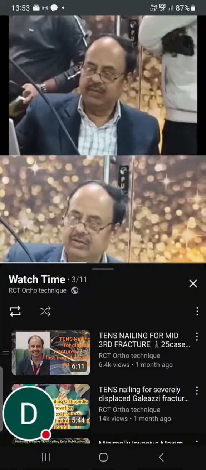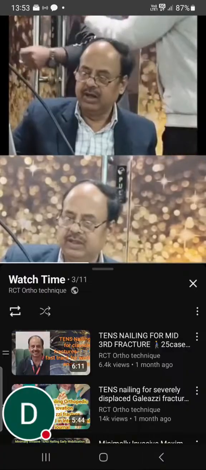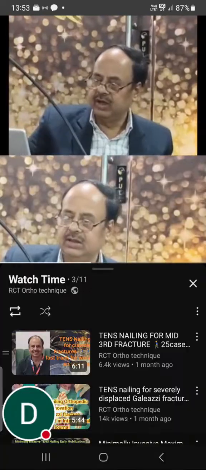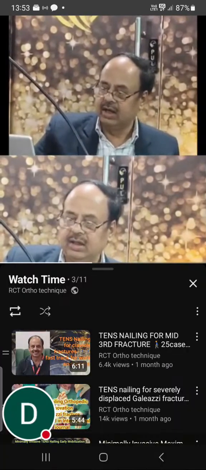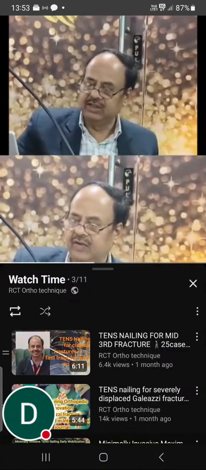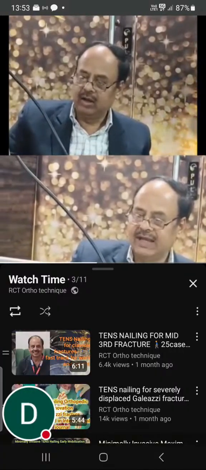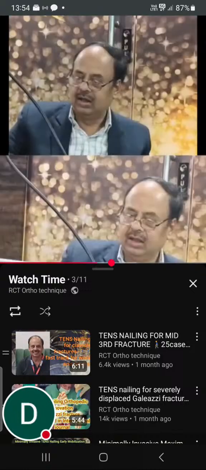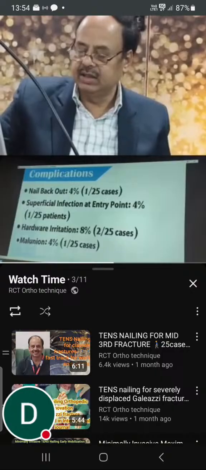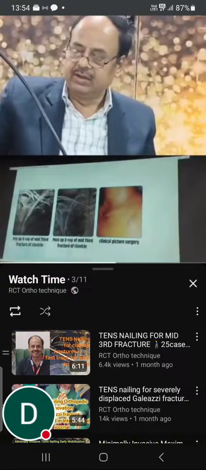So the post-op protocol: immediately post-op, we did pain management and immobilization of the limb. After 2 weeks, wound inspection and suture removal. At the 6th week, radiological follow-up for fracture healing, and by 12 weeks, the functional assessment. Finally, superficial infection and malunion each had a 4% figure, and hardware irritation was 8% in all our cases.